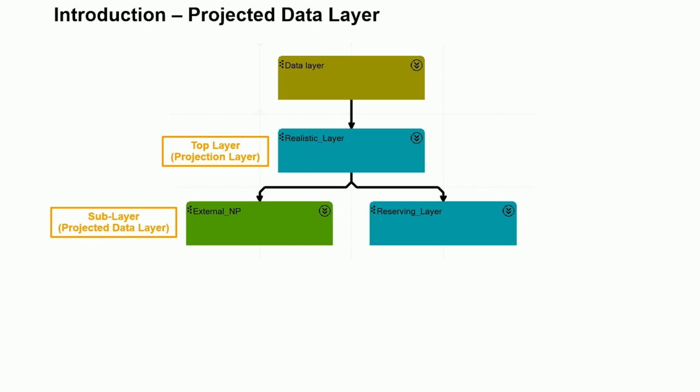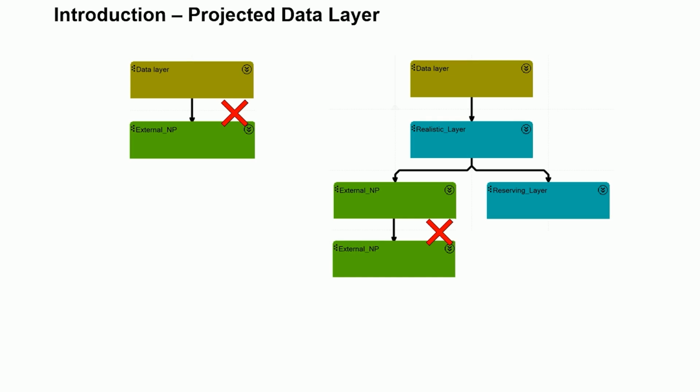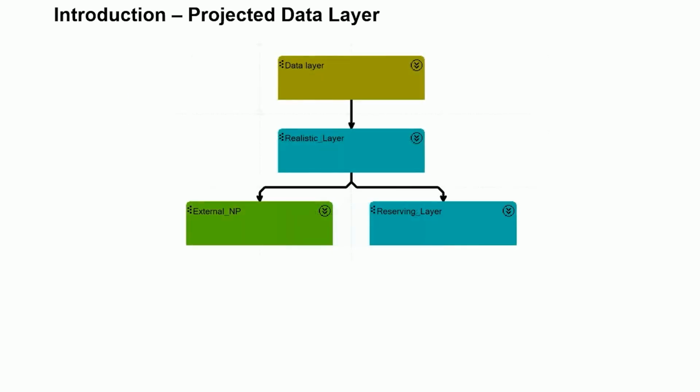A projected data layer is a sub-layer of a projection layer and cannot be a sub-layer of the data layer or another projected data layer. A projected data layer contains a reference to a projected data process component. The projected data process consists of projected data sources, and each projected data source defines a mapping to the projected data. As a projected data layer is a sublayer of a projection layer, values from it can only be accessed if there is a corresponding record processed in the projection layer.